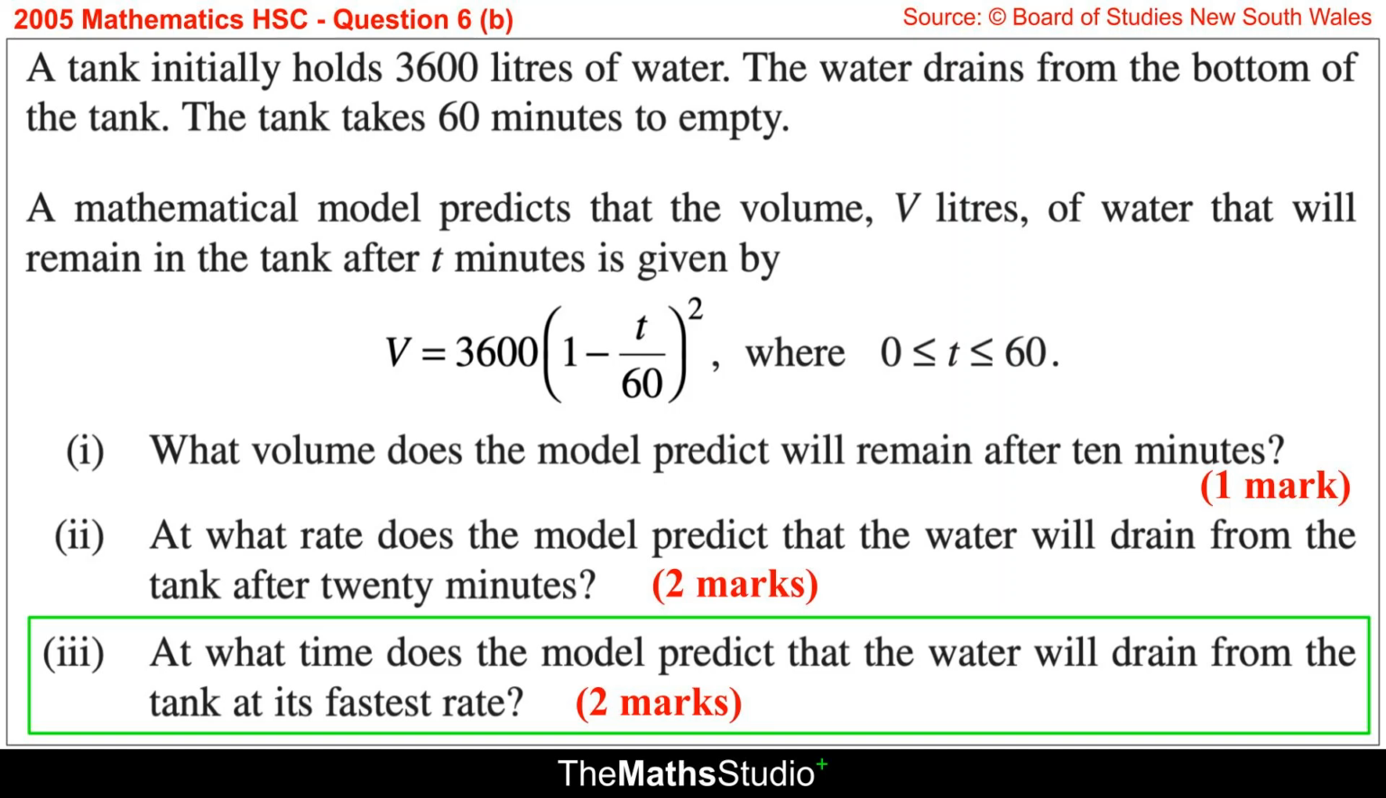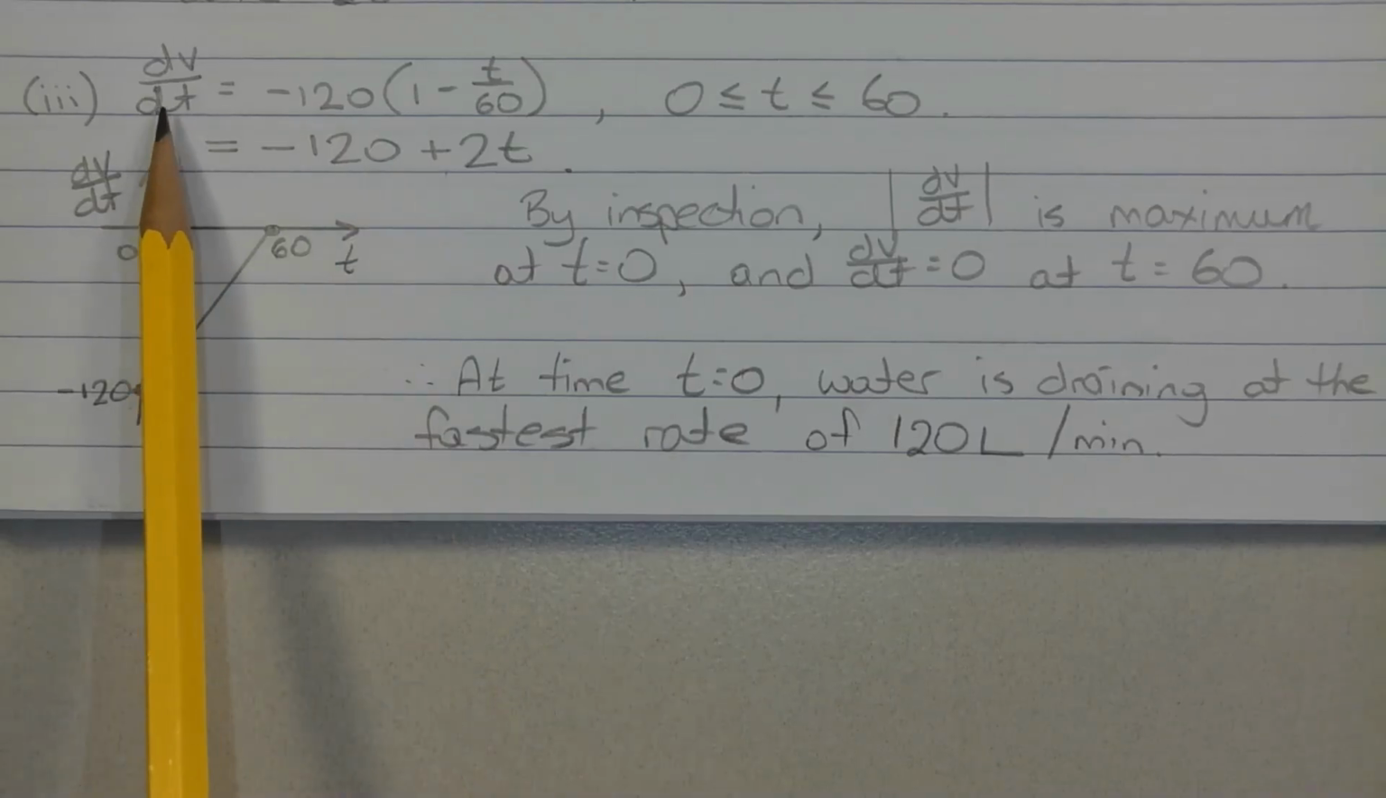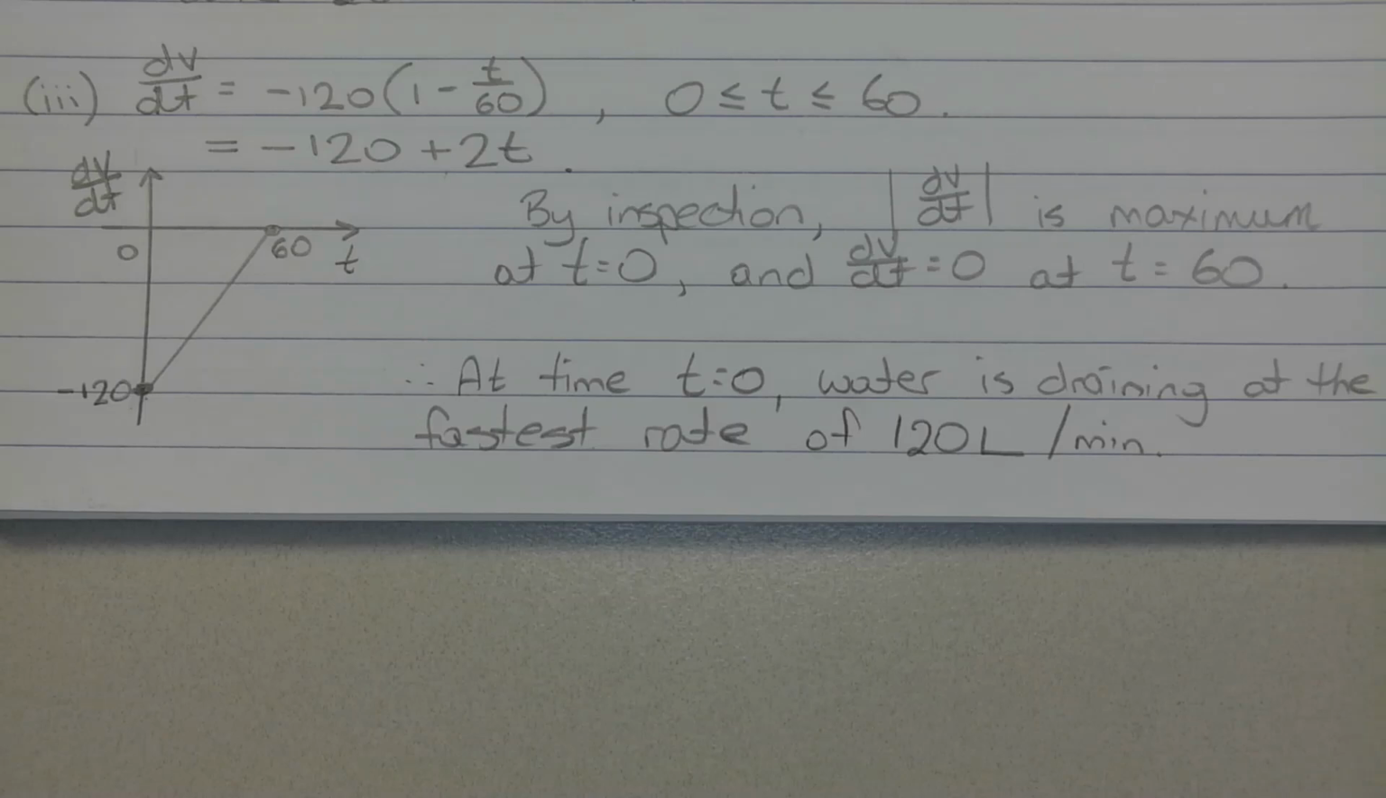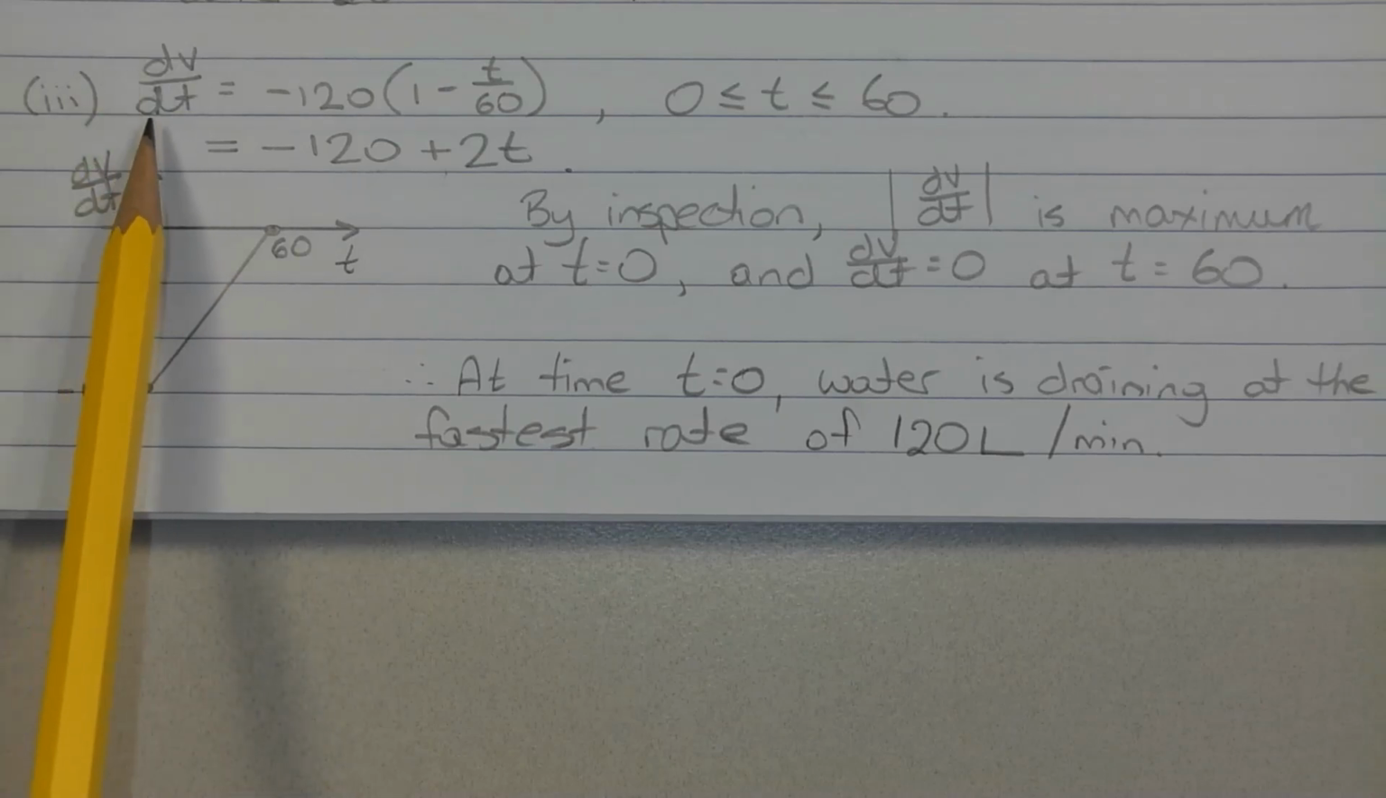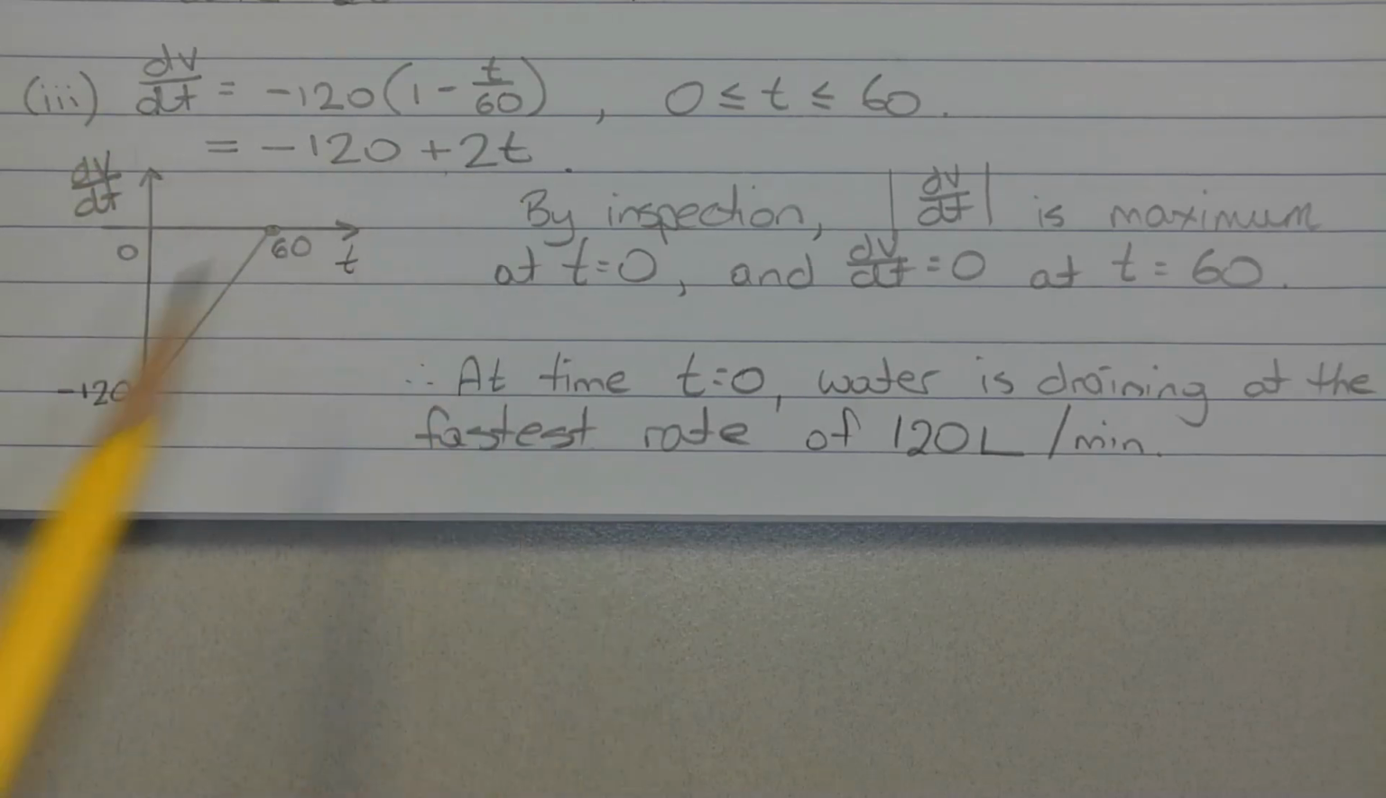Part 3. At what time does the model predict that the water will drain from the tank at its fastest rate? dV/dt represents the rate of change of the volume of water in the tank at time t. Now in part 2, we found an expression for dV/dt. dV/dt equals negative 120 times (1 minus T over 60), where T is greater than or equal to 0 and less than or equal to 60. Expanding the brackets, we get dV/dt equals negative 120 plus 2t.